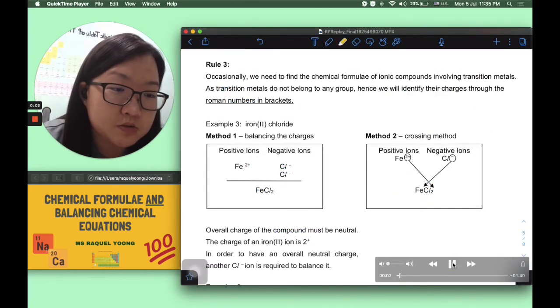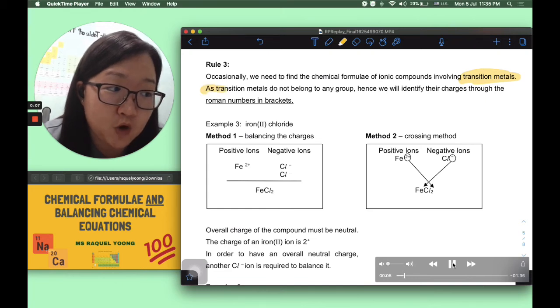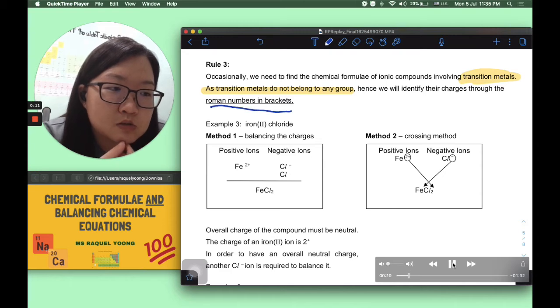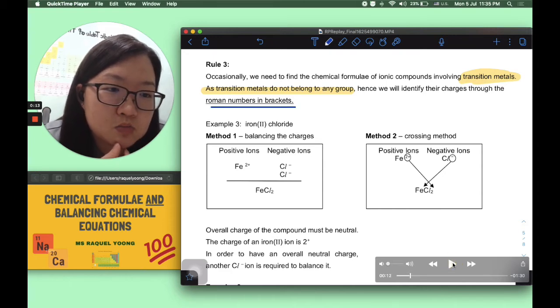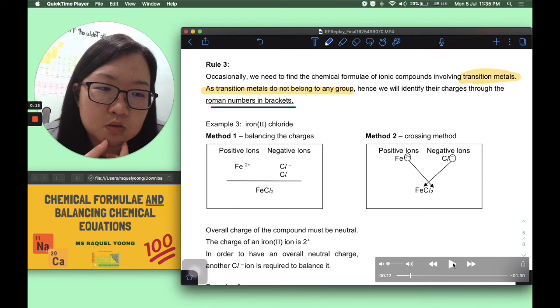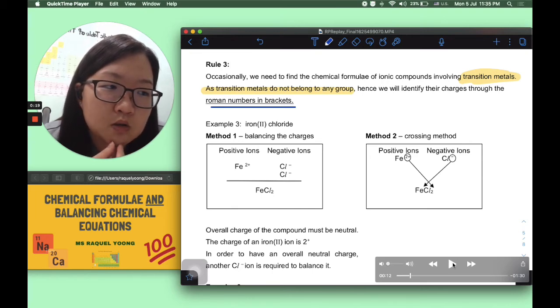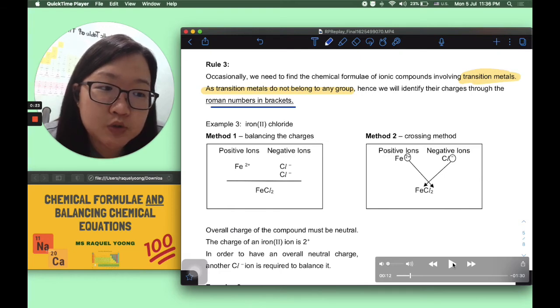Let's turn a page to look at rule number 3. So here we're trying to find chemical formulas involving transition metals. So the issue with transition metals is that they do not belong to any group. So that little trick that we were talking about just now doesn't hold true. But the good thing is for the secondary school syllabus, for transition metals, most of them, they will give you in Roman numerals. So that will help you greatly.